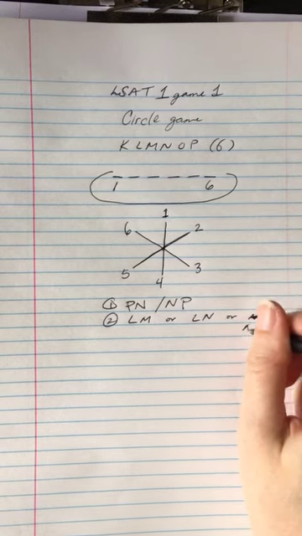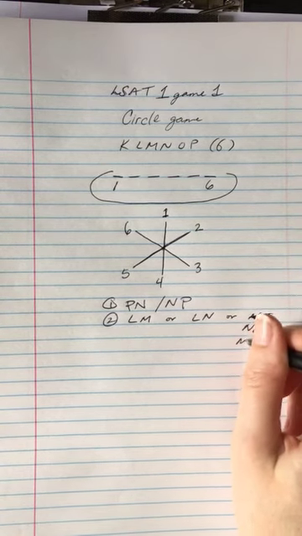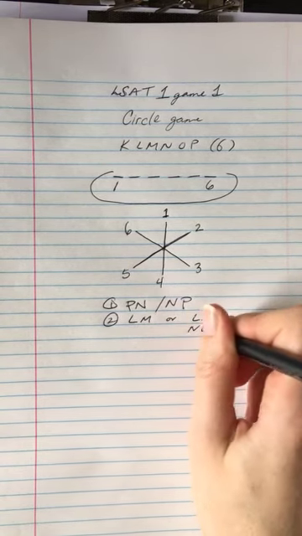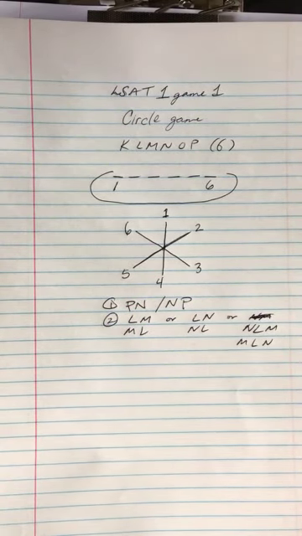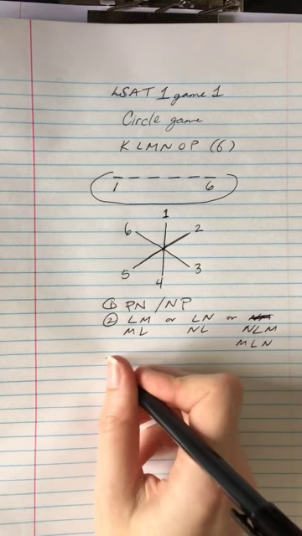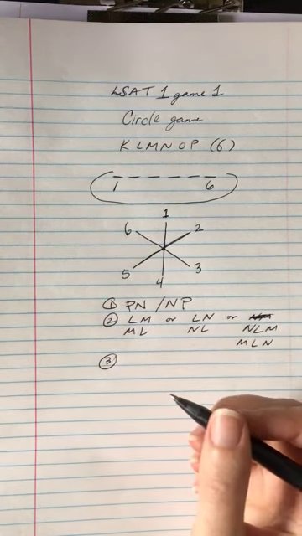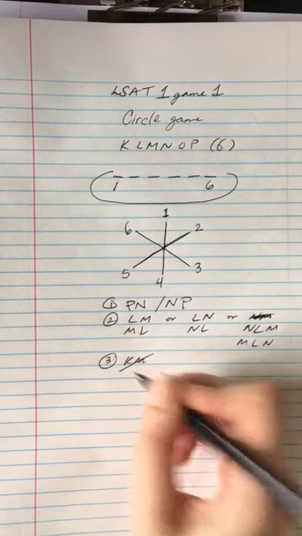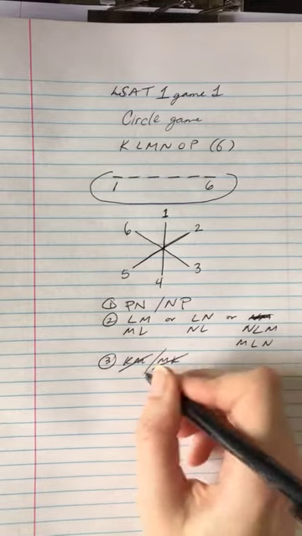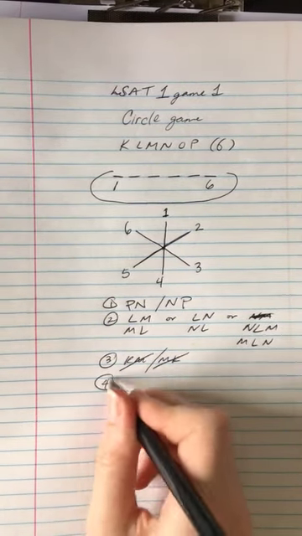Sorry, LM, MLN, LN, ML. So again, could go all different ways there. Okay. And rule 3, K does not sit immediately next to M. Make sure we cover both directions.